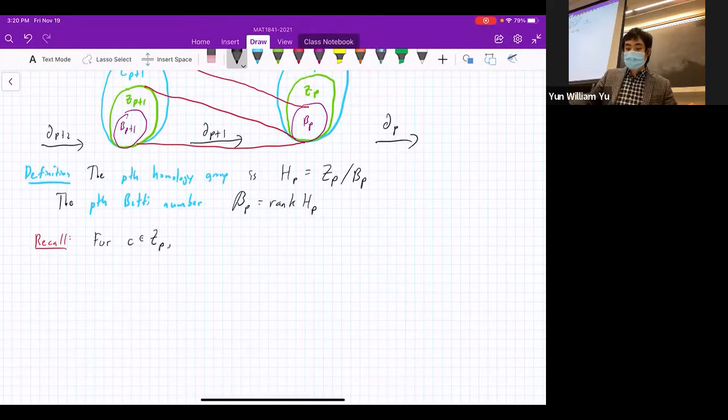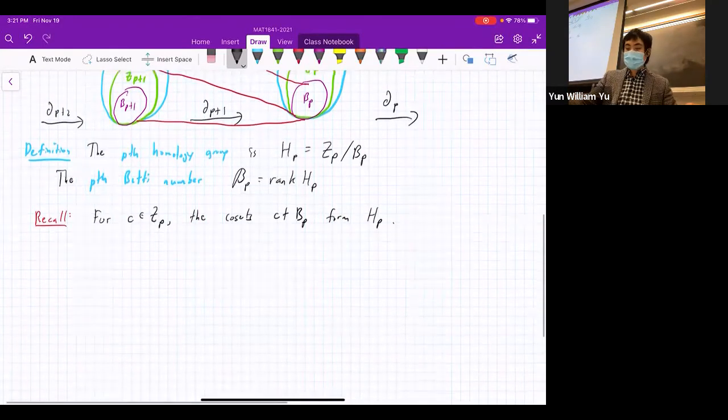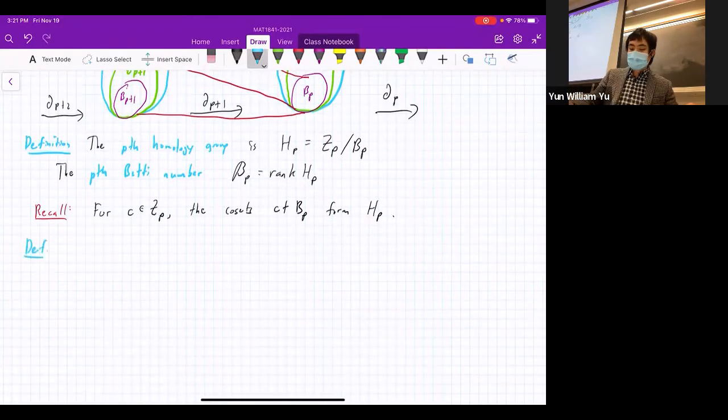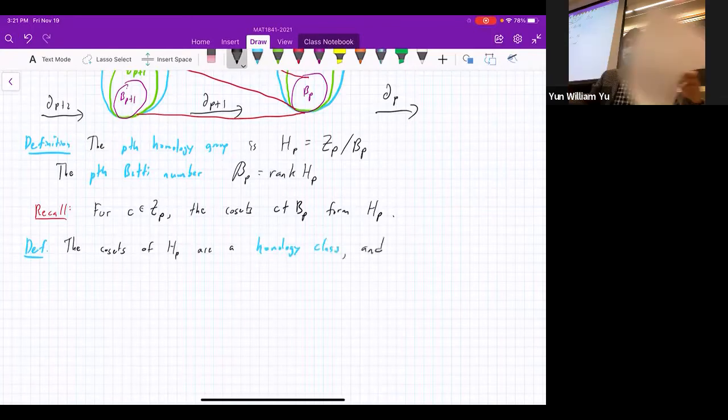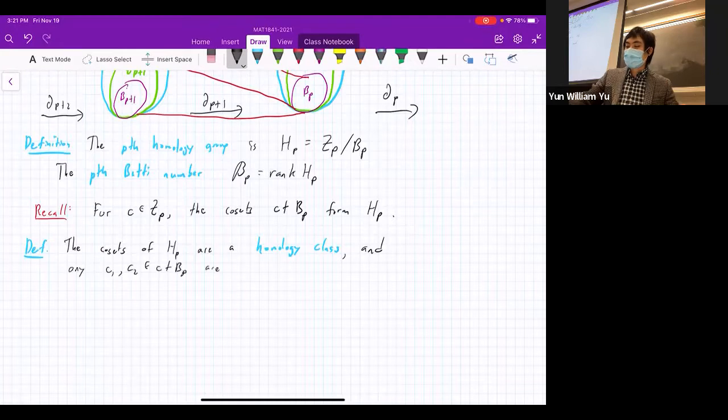For C in ZP, the cosets C plus BP form HP. So those are the elements of HP. Okay, so standard quotient group stuff. And of course, we can define the cosets. The cosets of HP are homology classes. A homology class, and we can call any C1, C2 in C plus BP homologous. And you may see that denoted C1 squiggle C2.